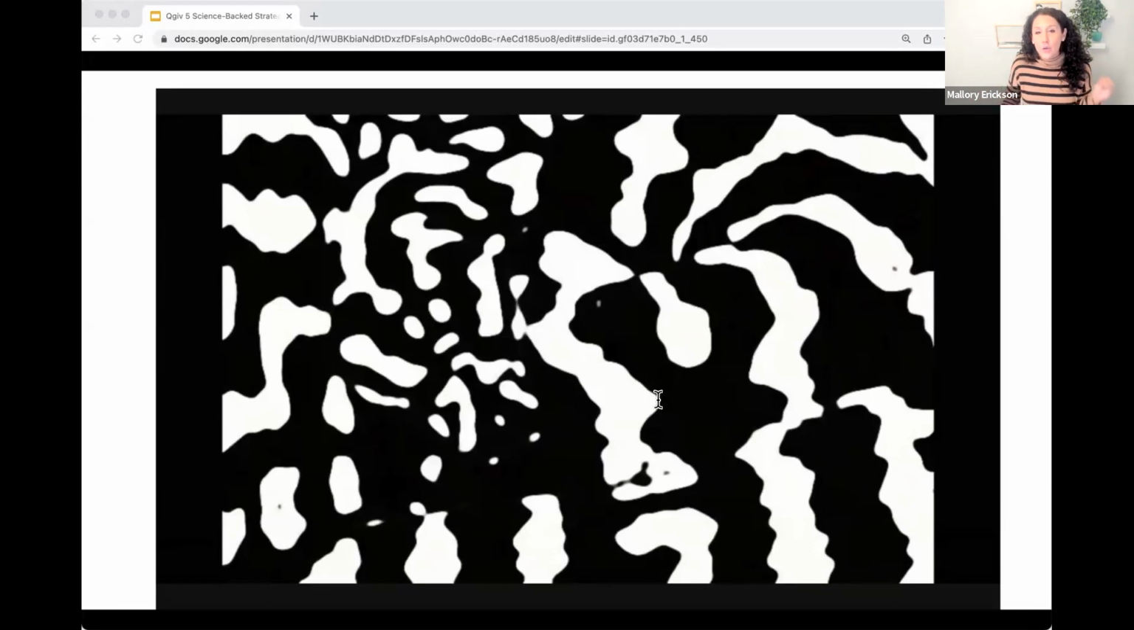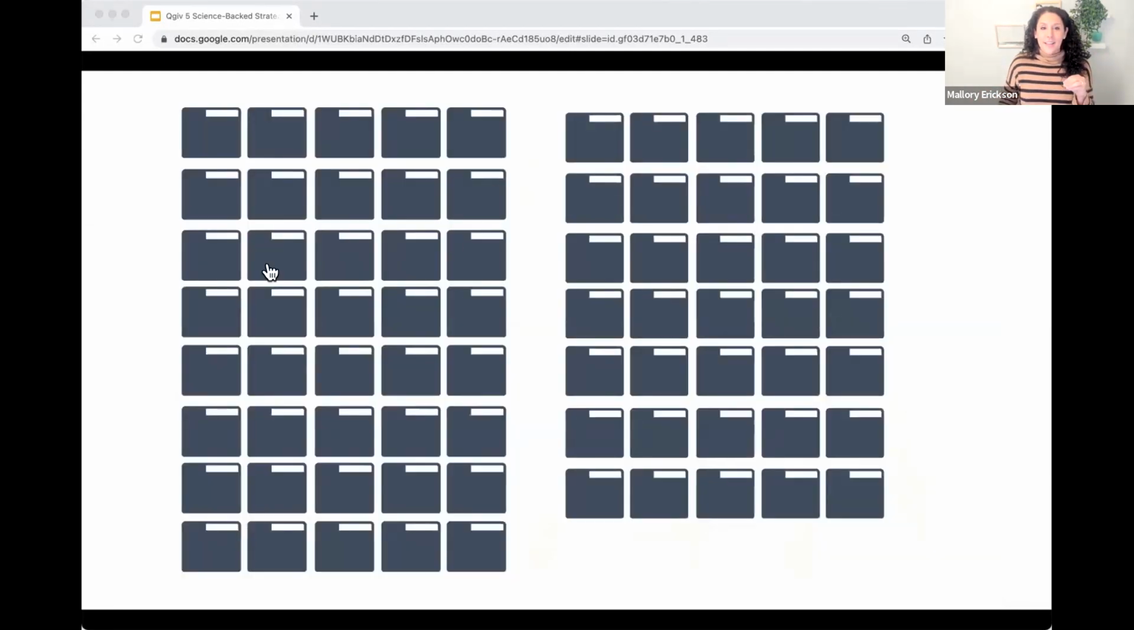This has huge implications for our event planning, because let me show you this concept in a different way. What can you see in front of you right now? A bunch of boxes.